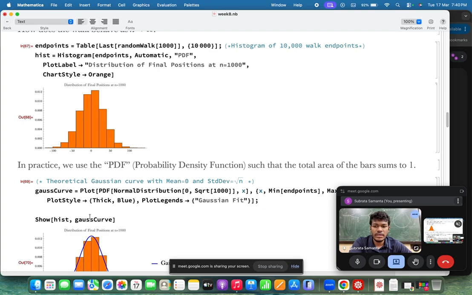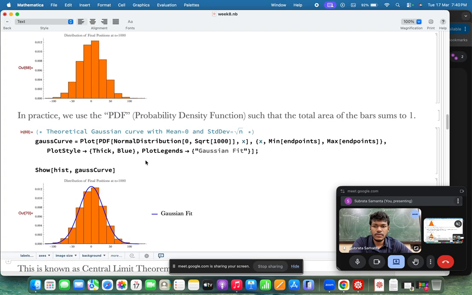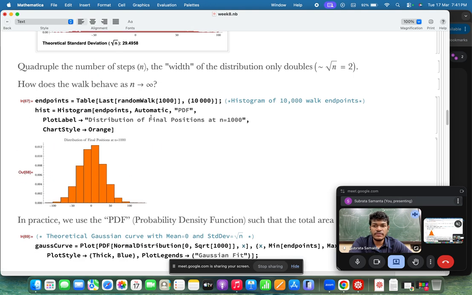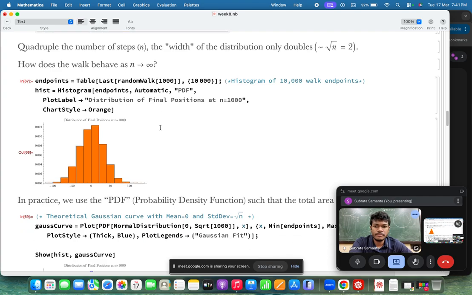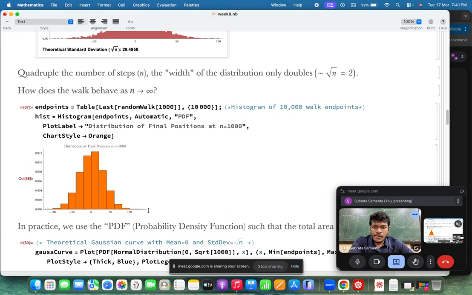So, I show the histogram and the Gaussian curve in one plot, and the blue one is the Gaussian fit that I calculate theoretically, with standard deviation square root of n and mean 0. So it is not a fit, but basically a Gaussian with mean 0 and this standard deviation, and your histograms are basically drawn from this random walk. This is a very close match.